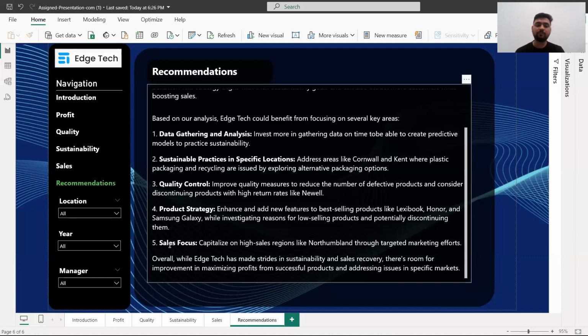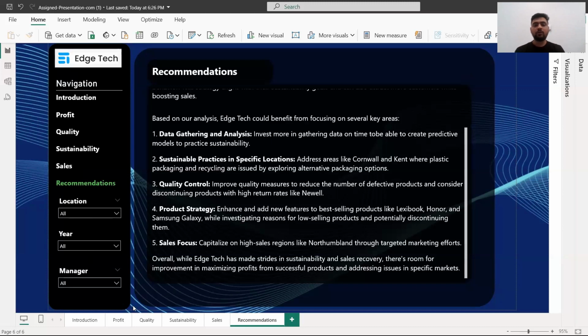For sustainability practices, we would suggest addressing Cornwall and Kent, where plastic packaging, especially in Kent, is not available, and in Cornwall, recycling facilities are not available. These issues can be solved by exploring alternative packaging to the plastic packaging and increasing the recycling process in the other areas. For quality control, we need quality measures to reduce the number of defective products. Consider discontinuing products with high returns.